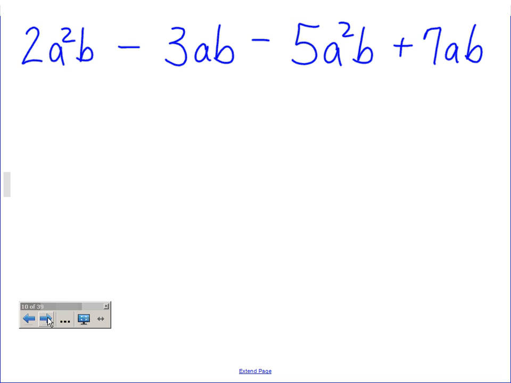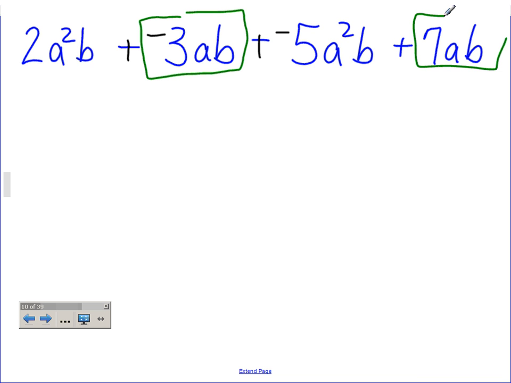All right, let's take a look at another problem. This problem, I have 2a squared b minus 3ab minus 5a squared b plus 7ab. All right, first thing I'm going to do is go through and add the opposite. Add the opposite. I know this because of my integer rules. All right, then I'm going to look for like terms. Well, I'll start with my ab's. I see here I have a -3ab and a 7ab.